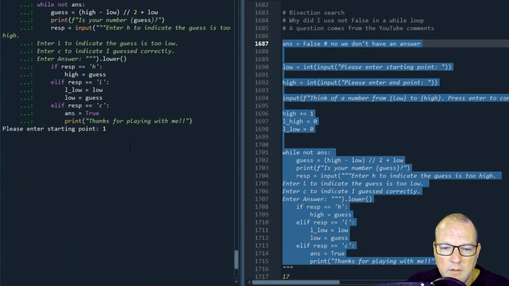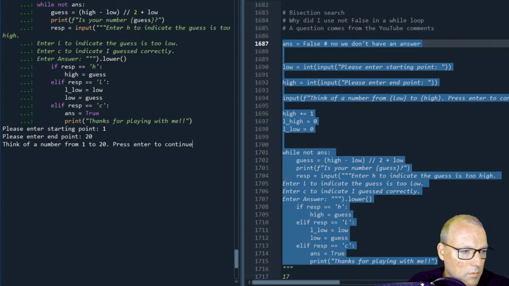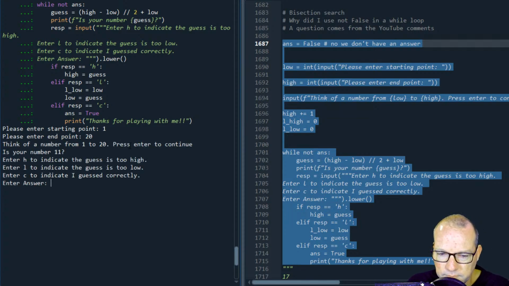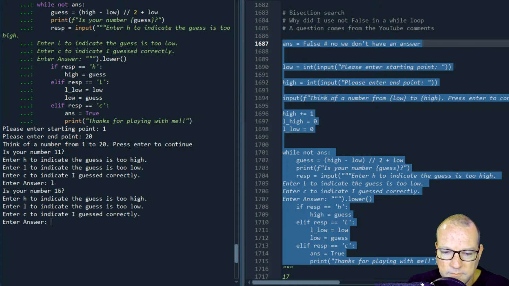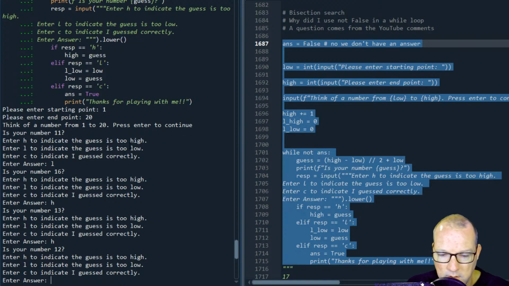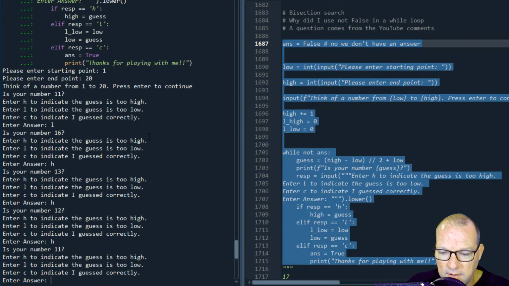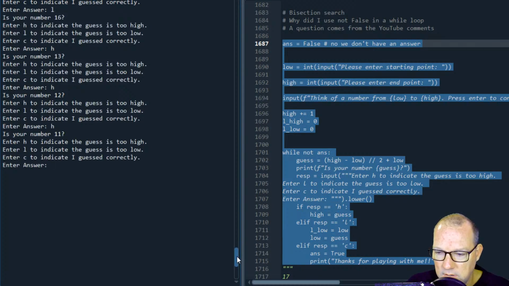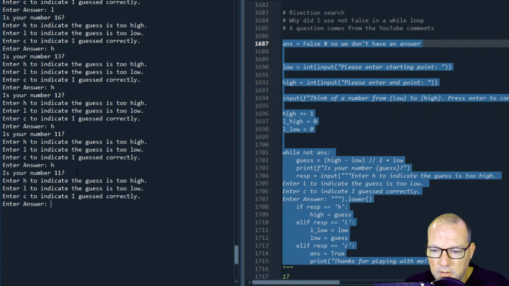So starting point, ending point. So it is too low, it's too high, and too high. So right now, that should be it. And it can't go any lower. So this is where it should test. And it should have an answer. You've given us bad information. This can't be too high.